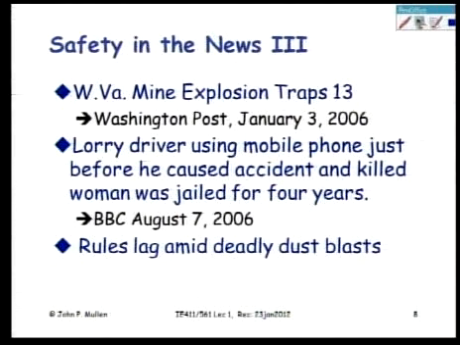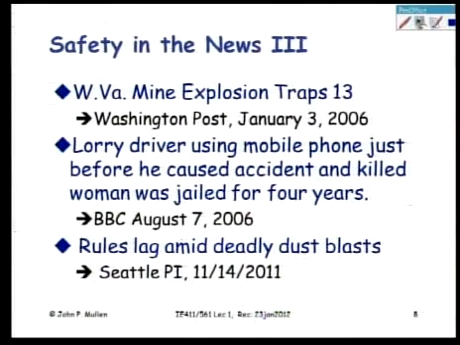Rules lag amid deadly dust blasts. We'll talk about this later. Just about anything, if you make it into a fine enough dust and suspend it in the air, is not only flammable but explosive. Even steel, if it's put in dust form, can ignite and burn. And the rules on this apparently are not as good as we would like them, because we still occasionally have things blow up because of dust in the air that gets ignited. And that's what this is about.